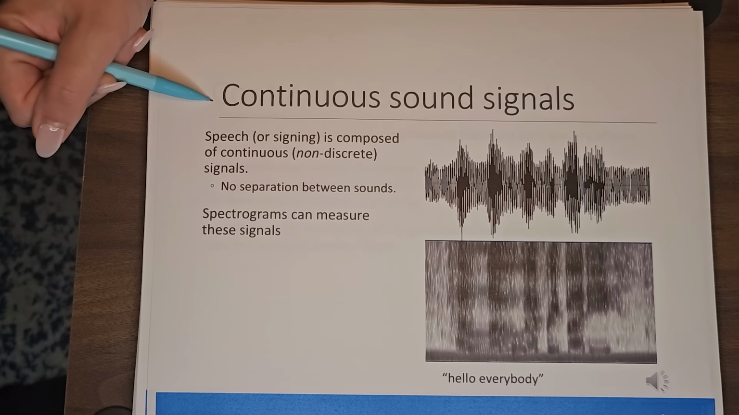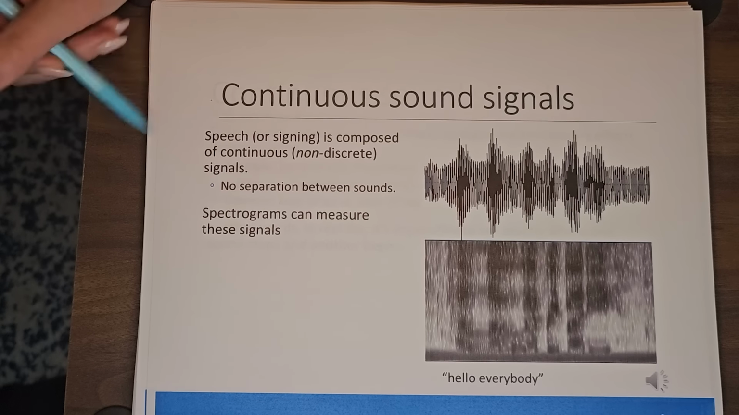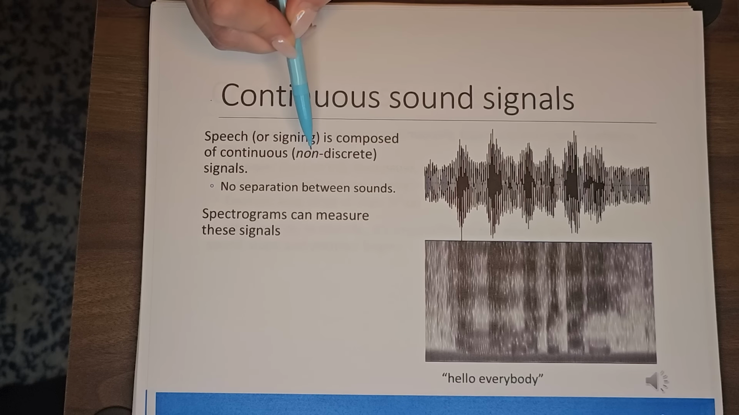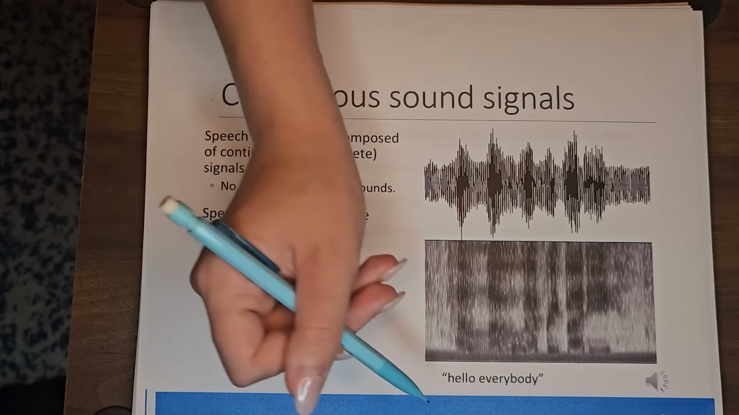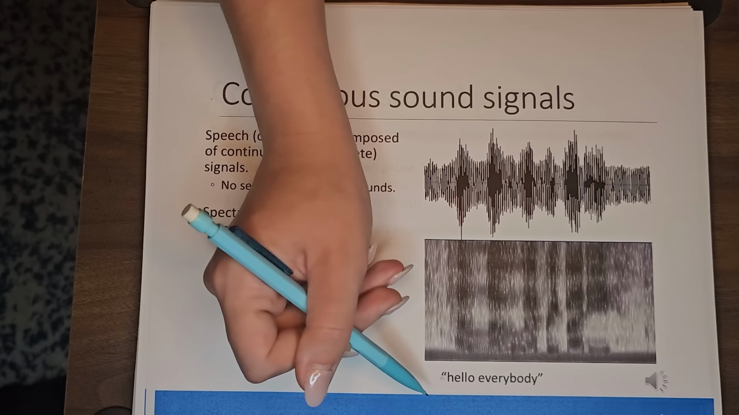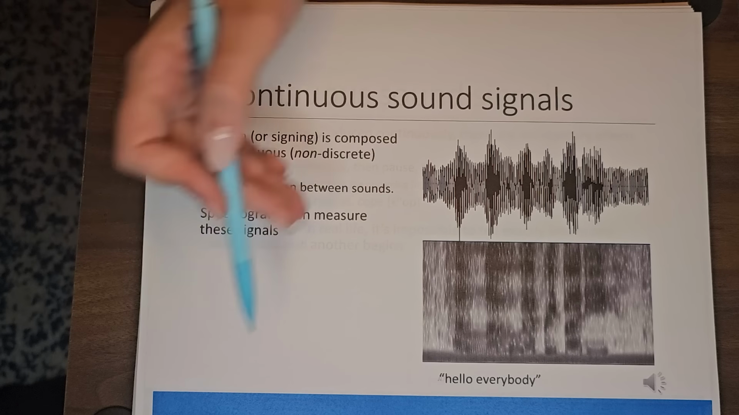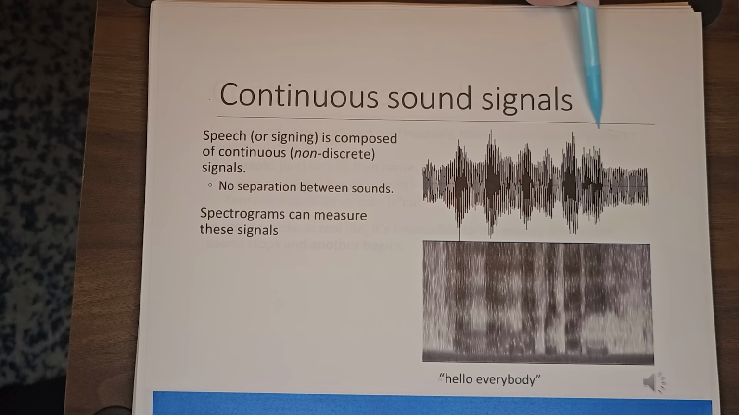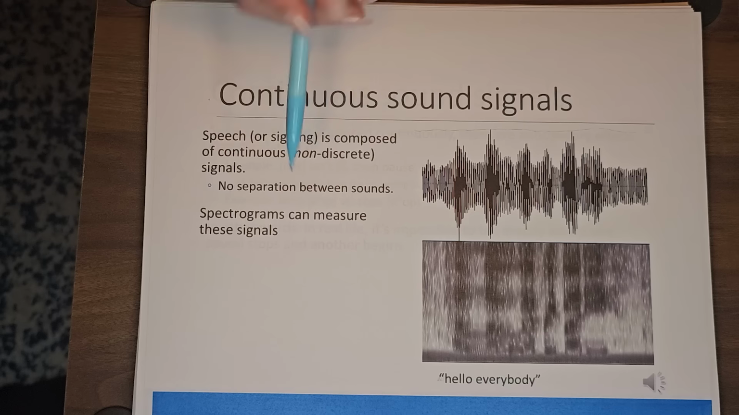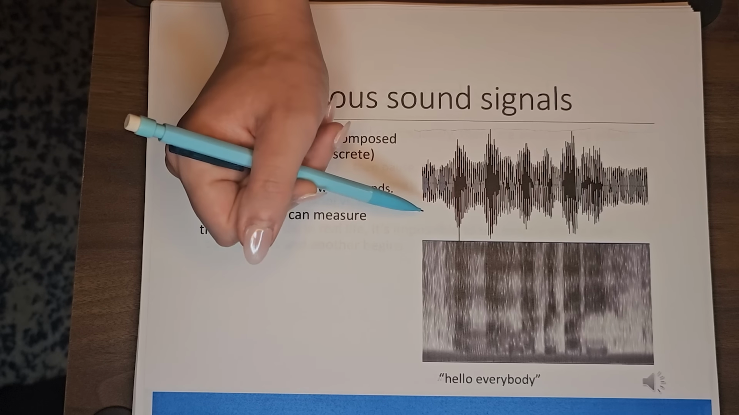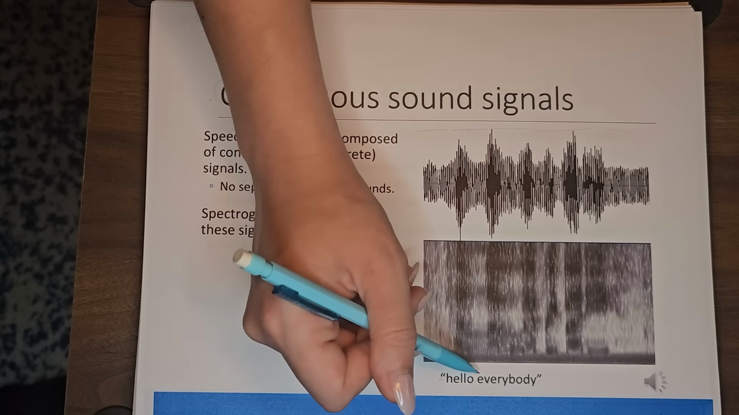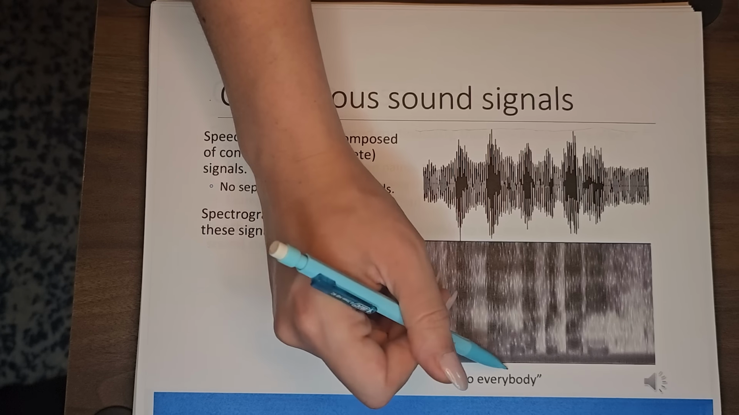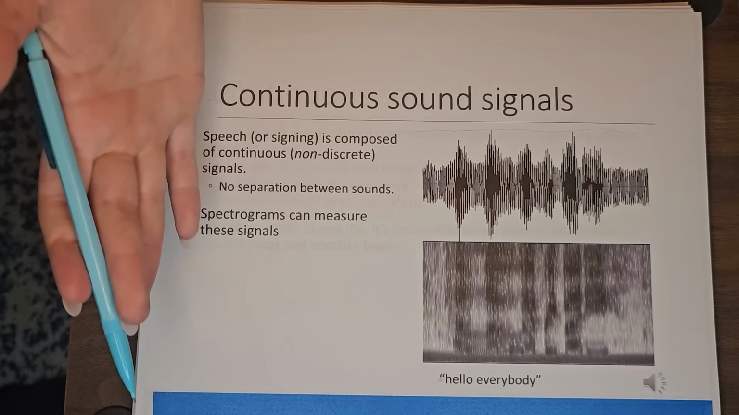Sounds are continuous. So this means that they are non-discrete signals. There is no separation between sounds. For example, if I say "hello everyone," it looks something like this if you were measuring the sound waves. There's no specific start and stop for the h, e, l, o, e, v, r, y, o, n, e. That's just not how we talk.